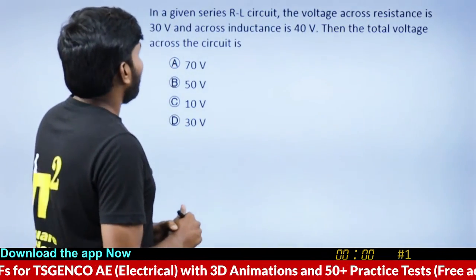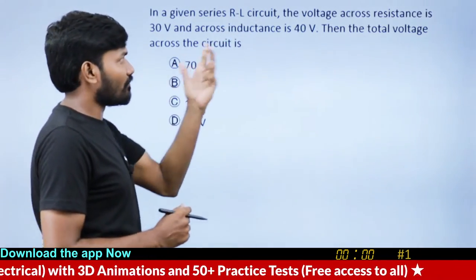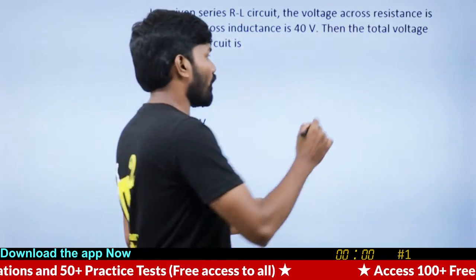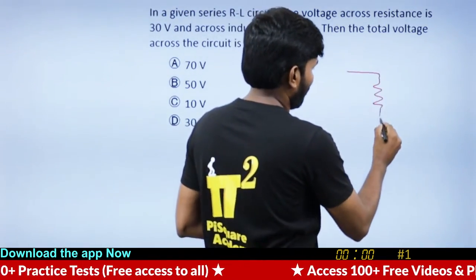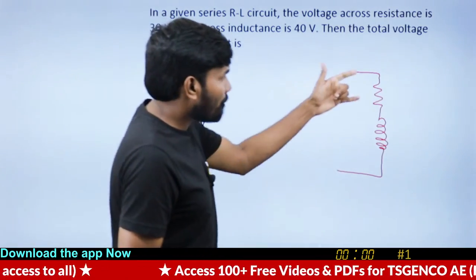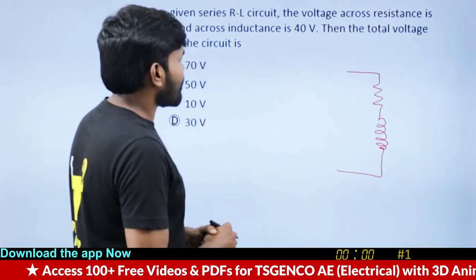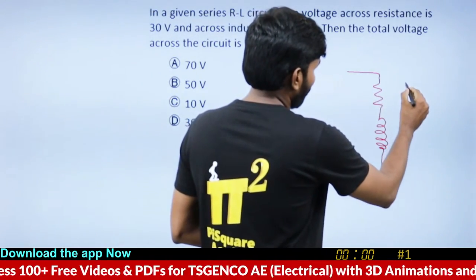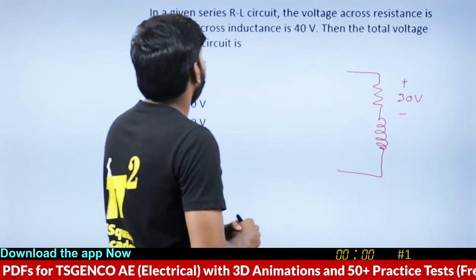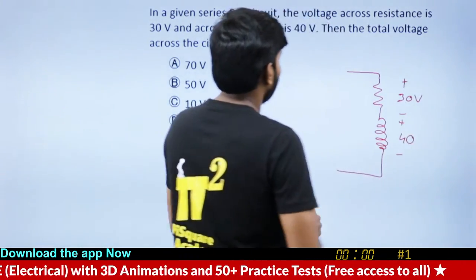Anyways, let's see this. In a given series RC circuit, whenever you hear this RC circuit or whatever, I recommend you go for a quick drawing, a quick diagram. That will help you immensely. Okay, so try to draw the figure. The voltage across a resistor is 30 volts, of course AC voltage, not DC, okay? And the inductor voltage is 40 volts, okay?